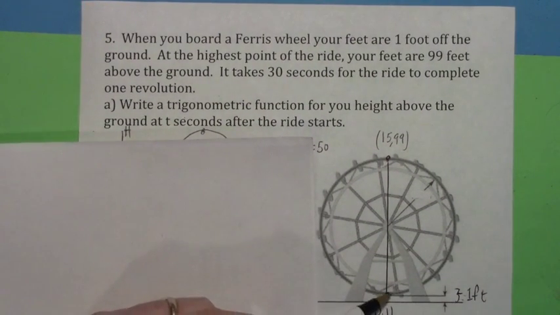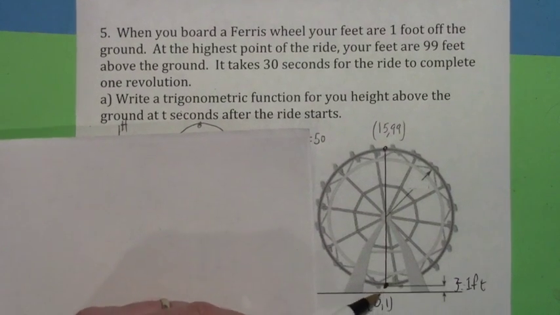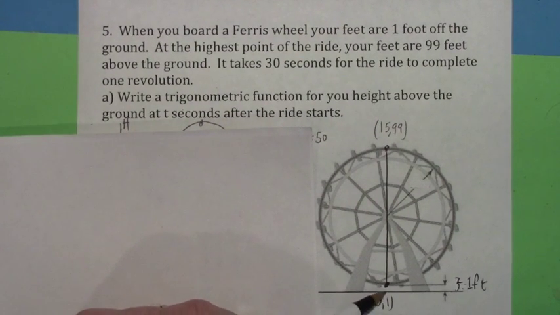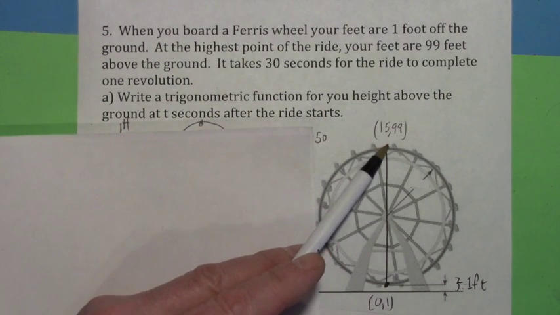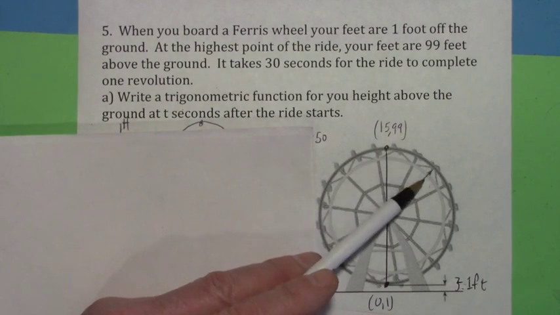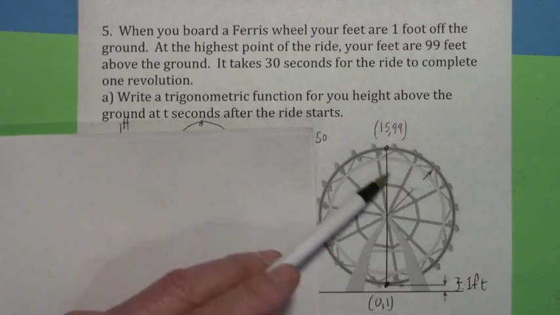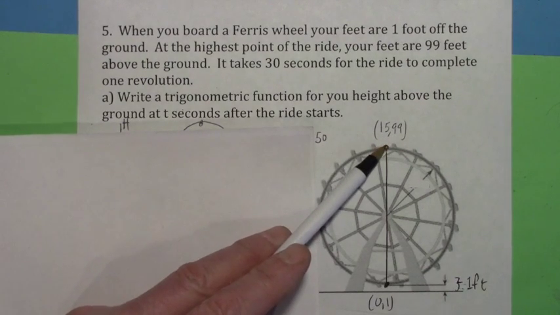So the Ferris wheel is 1 foot above the ground. So this will be the point 0. At t equals 0 seconds, you're right here. The highest you get is 99 feet high. That's the high point. And it takes 30 seconds to go around. So think of this as time. At time equal 15 seconds, you're up at the top.